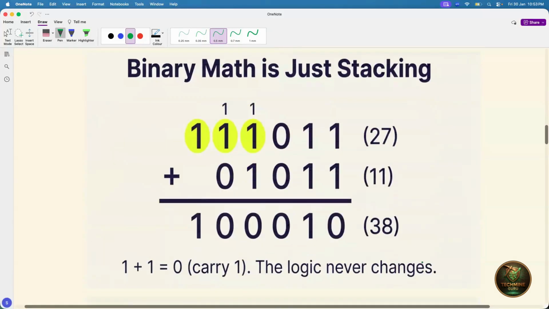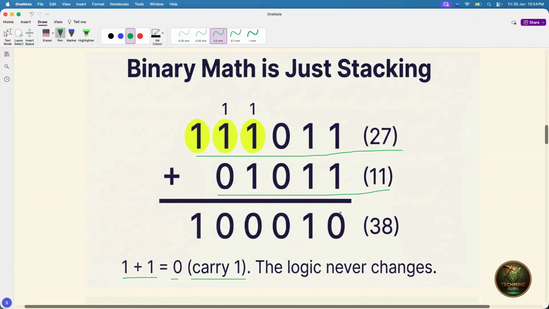So binary math is just stacking. And you just have to remember that 1 plus 1 will give you 0 as a result and carry 1. So this is the binary representation of 27 and this is the binary representation of 11. And we know how to convert from decimal to binary. So 27 plus 11 will give you 38.